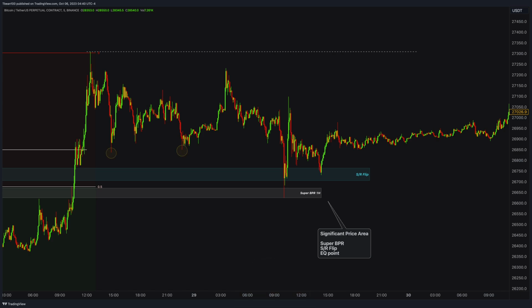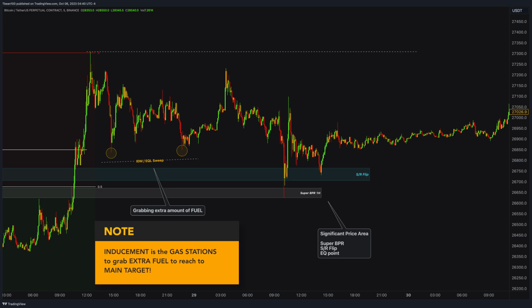Notice these equal lows. Price creates extra fuel here as an inducement. What is an inducement? Gas stations, fuel points that price takes a detour through before reaching the main destination. So here, price is not going down like a downtrend. Price only makes a temporary reverse to the Super BPR with this inducement and grabs more fuel to reach its destination.